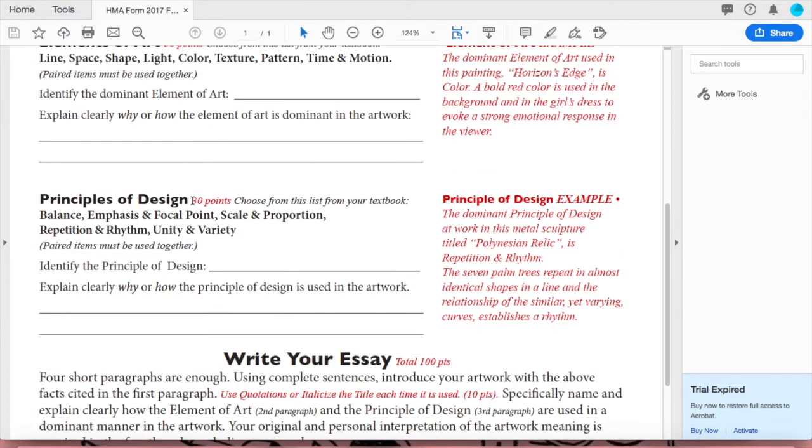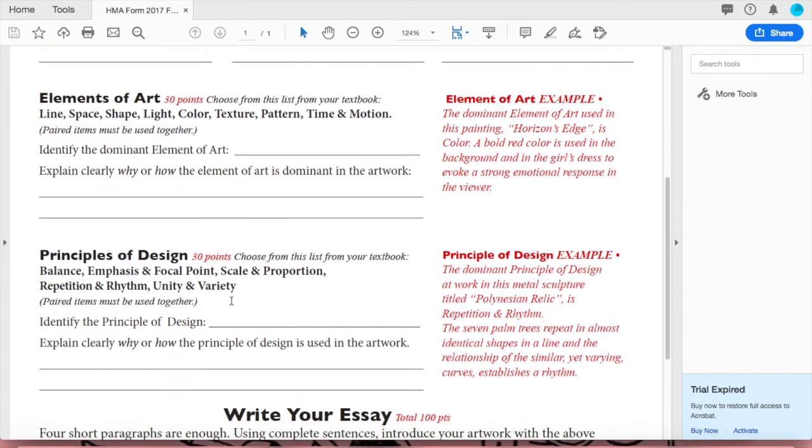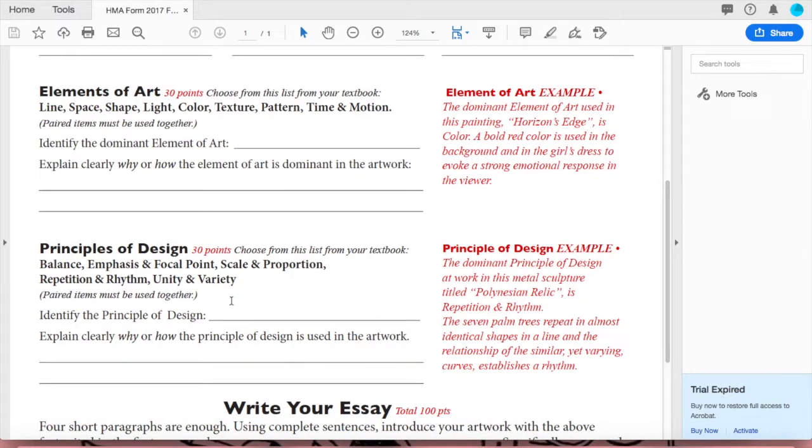Same thing here with principle of design, worth 30 points. You're going to pick one of these things and you're going to identify the most prominent one in the piece you choose, okay? And you're going to explain why and how it's used. All right, if you introduce an element or principle, you have to explain how the artist used it. It can't just be there.